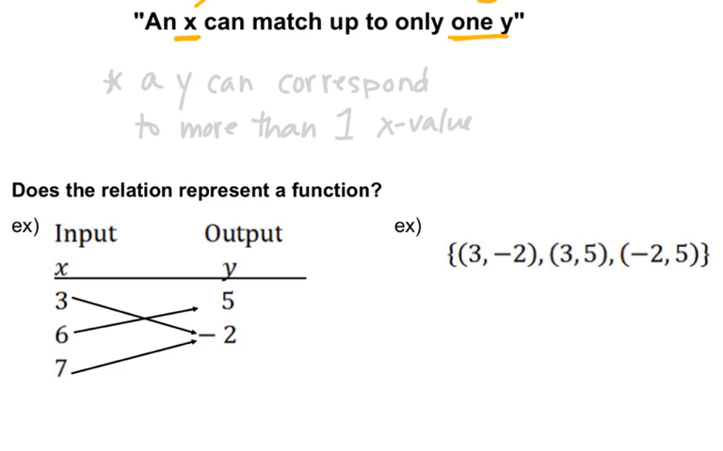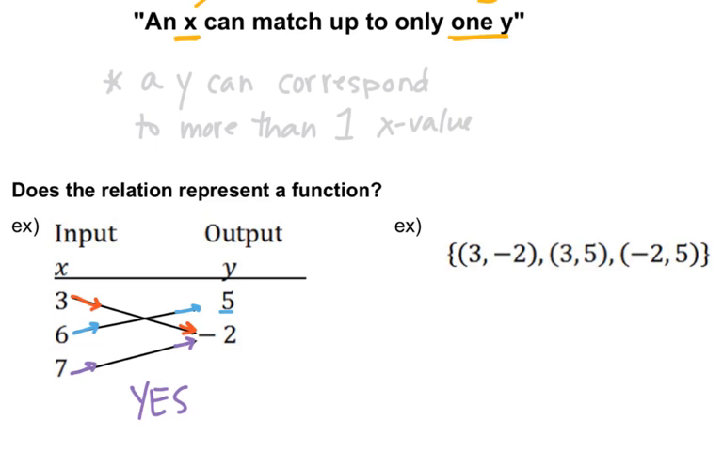So if we look at this first example, 3 goes only to -2. So 3 matches up to one y value. 6 matches up to 5. It goes to only one y. And then 7 matches up to -2. So each x goes to, or connects to, only one y. So that means that yes, this relation represents a function.